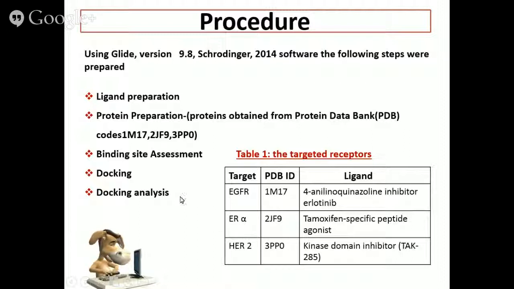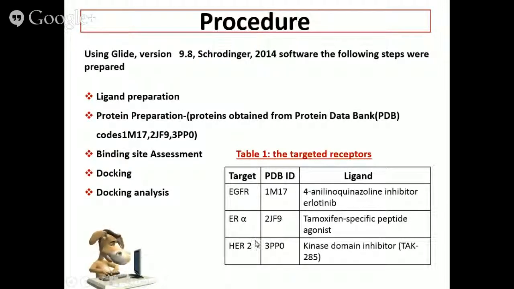Then I also got estrogen receptor alpha. Why did I bring the estrogen receptor alpha? Because this is found in abundant amounts in the breast cancer cells, more than in other cells. So 2G9F, I brought it with tamoxifen because estrogen receptor breast cancer is mainly treated by tamoxifen. And HER2 with a kinase domain inhibitor.